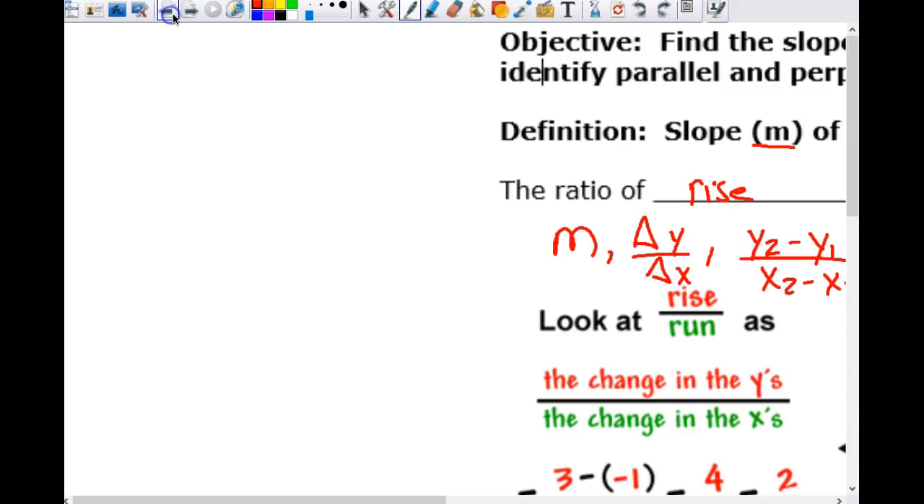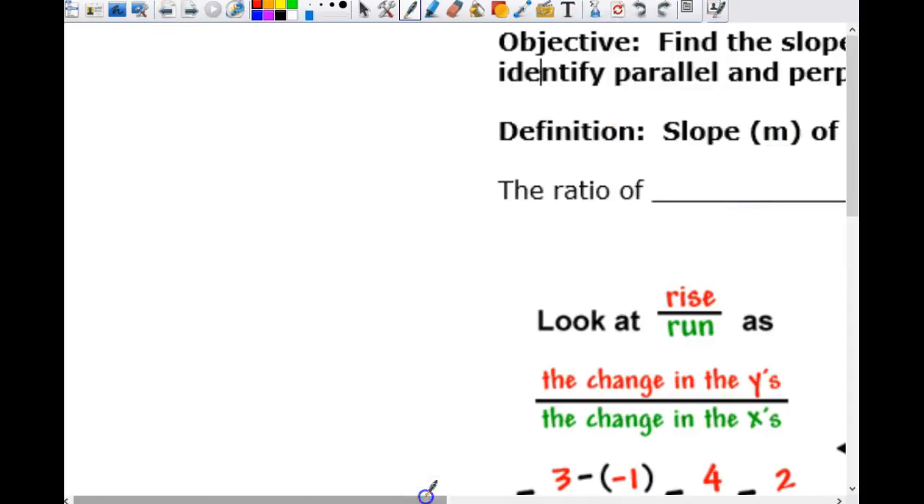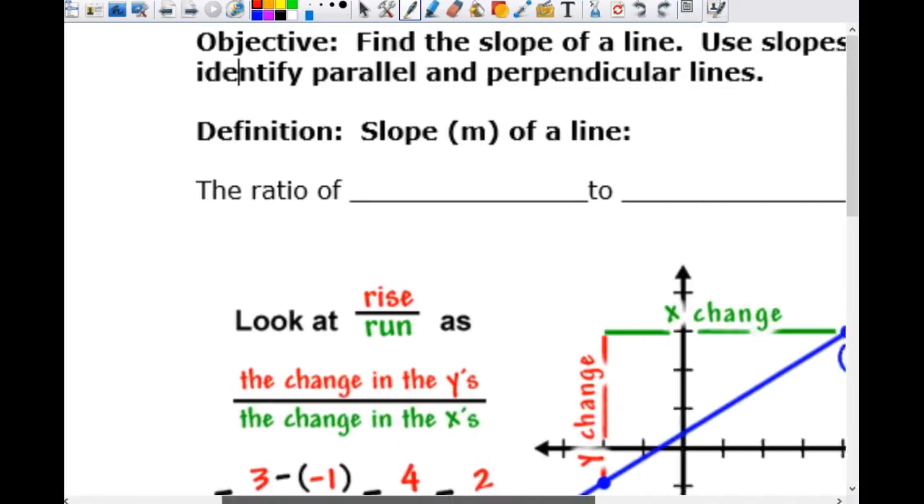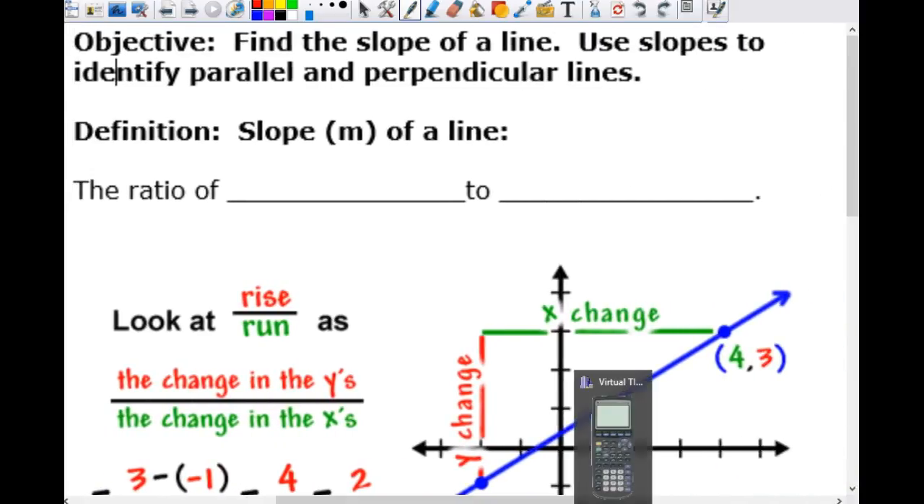Because you need to use it, it's a review of slope. You have to use it later. Okay. All right, you guys know slope so well. The definition of a slope of a line is the ratio of what to what? Rise to run. Good job. Oh, rise over run. Same thing.